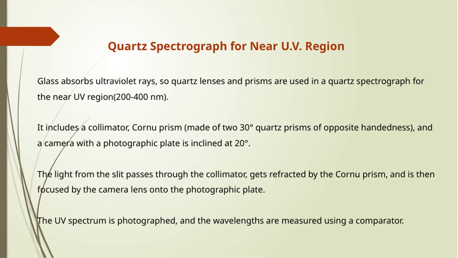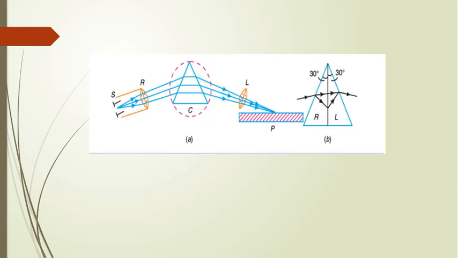Finally, to measure the wavelengths, we compare the photographic spectrum against a known standard using a comparator. This method allows us to accurately determine the spectral lines in the near UV region, which is crucial for various scientific applications. This slide doesn't contain enough information. That's why we're moving to the next slide.